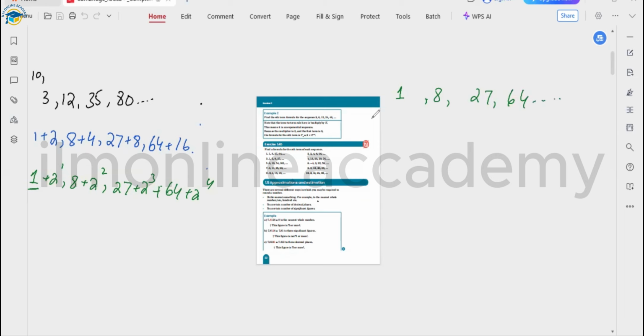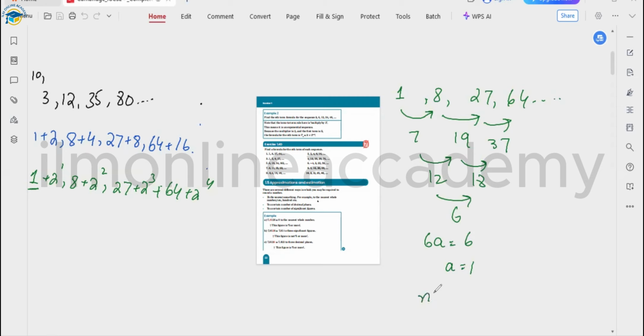For all of these numbers, we need to find the sequence. We will go on with the differences again. 8 minus 1 is 7. From 27, we subtract 8 and it's coming 19. From 64, we subtract 27, so that is coming 37. Next is 19 minus 7, and it's coming 12. 37 minus 19 is coming 18. And 18 minus 12 will be 6. So we can make a sequence with 6a equals 6, and a will be 1.